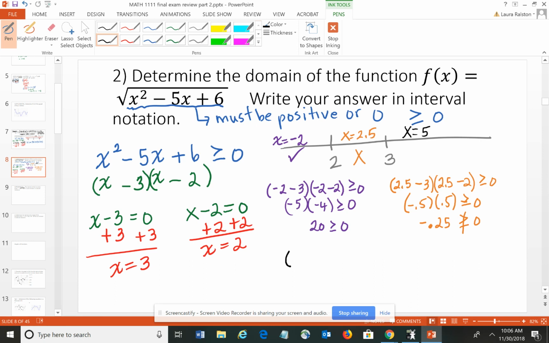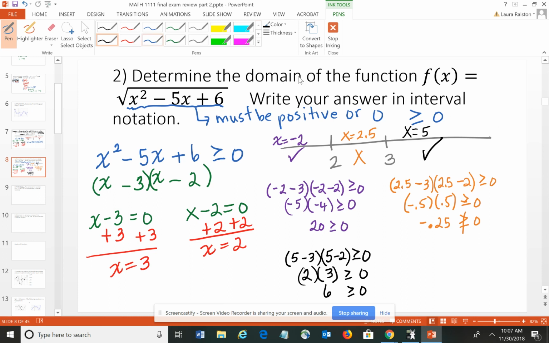So if I check 5, I have 5 minus 3 times 5 minus 2, and we want that to be greater than or equal to 0. So I have 2 times 3, which is 6, and 6 is greater than or equal to 0, so it works in that region. So we need the region to the left of 2 and to the right of 3.